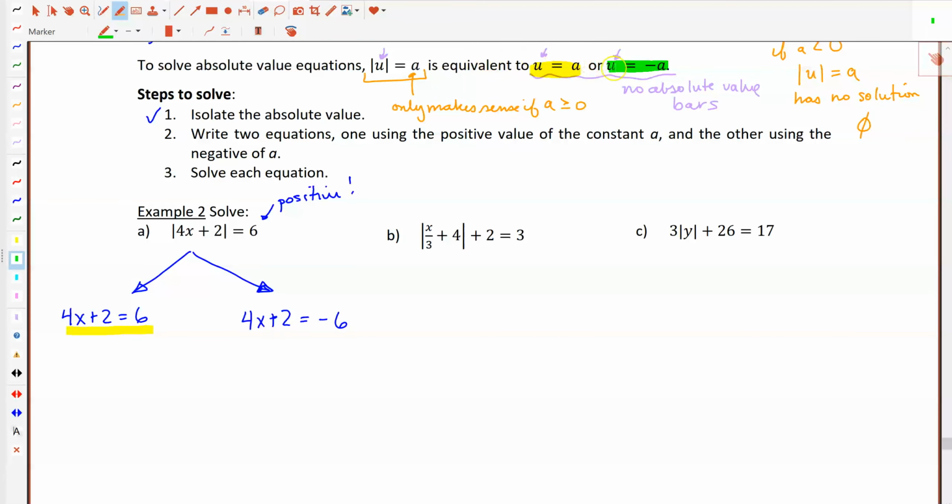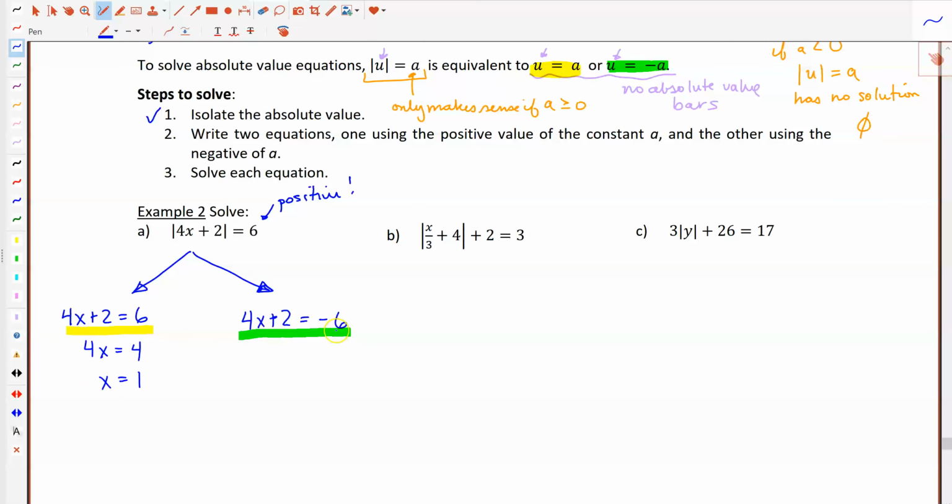So for my second case, we will leave the expression inside of the absolute value bars alone. We don't touch that expression. What we do is change the sign of the number on the other side. That gives me my second case. Don't forget that case. Now we solve each one of these cases independently. For the first case, 4x plus 2 is equal to 6. We'll subtract 2 from both sides. We get 4x is equal to 4. Divide both sides by 4. X is equal to 1.